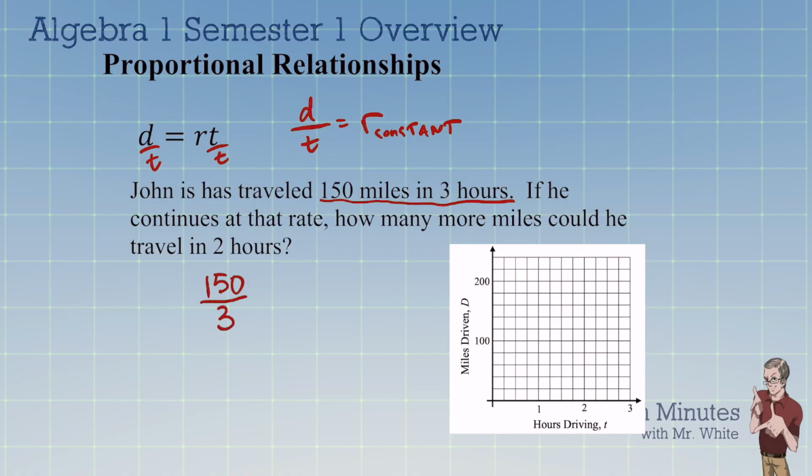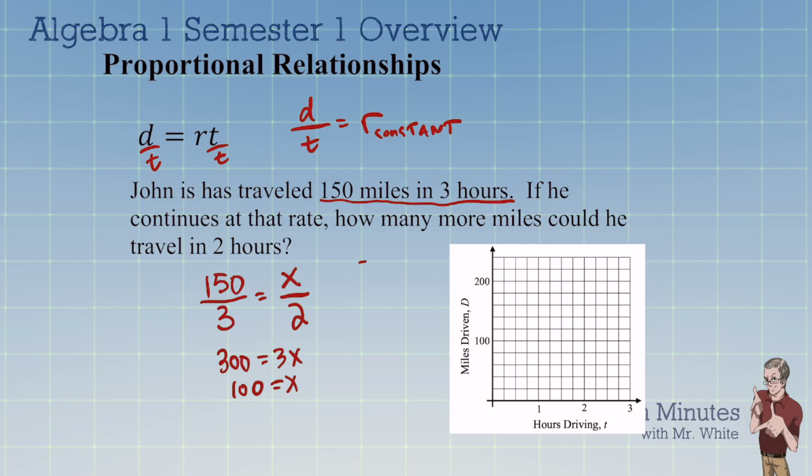Okay, if he continues at that rate, how many more miles could he travel in 2 hours? So what we do is we put a 2 here, and we put an x up here. So 150 is to 3 as x is to 2. Cross multiply, and you get 2 times 150 is 300 equals 3x. It looks like he could go another 100 miles, since he's traveling apparently 50 miles an hour, right?